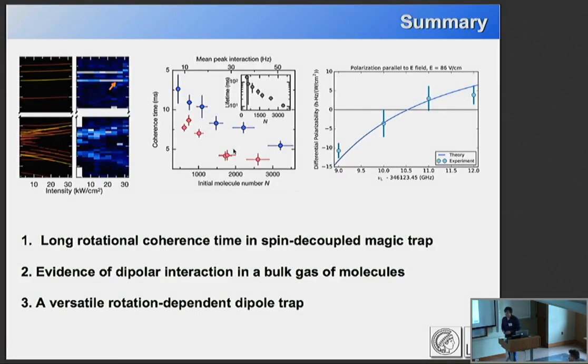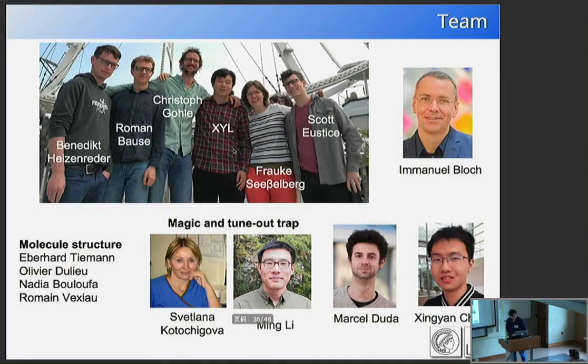So in summary, we get a long coherence time in the spin-decoupled magic trap. We also get evidence of dipole interaction in the bulk, and we demonstrate a versatile dipole trap.